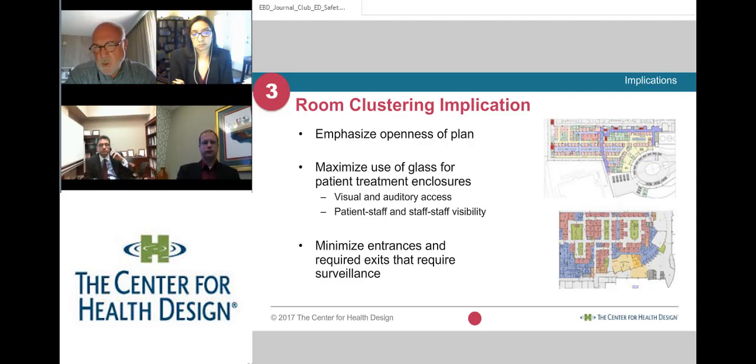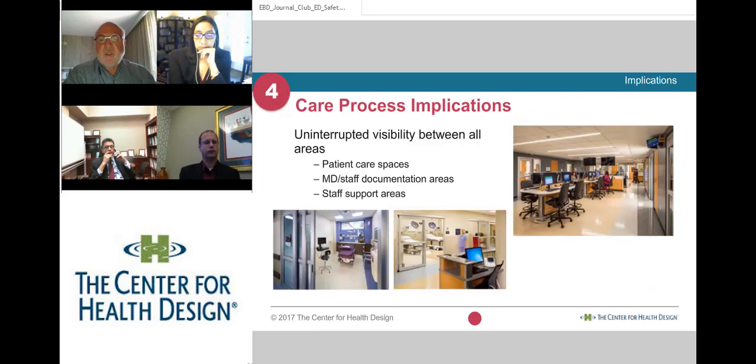So as we think about creative ways to organize space, this is a department where we have to be very careful about not doing something that creates barriers to visibility. And the next slide relates to that as well, in that it's the operations, the care process.